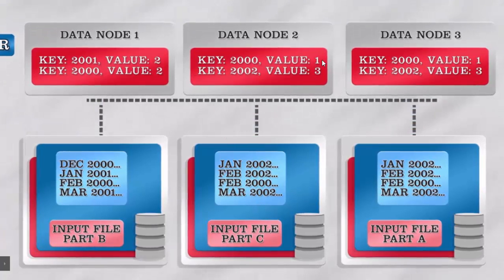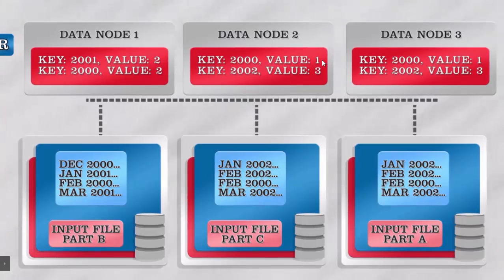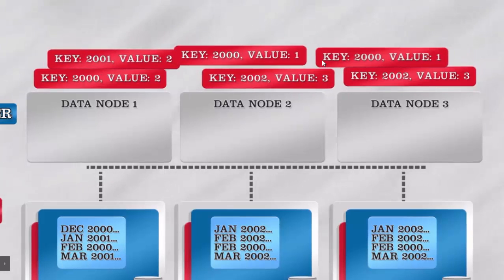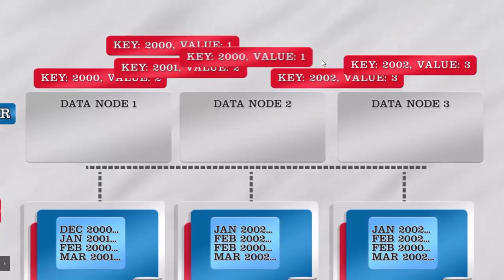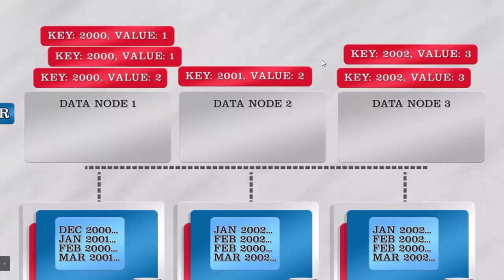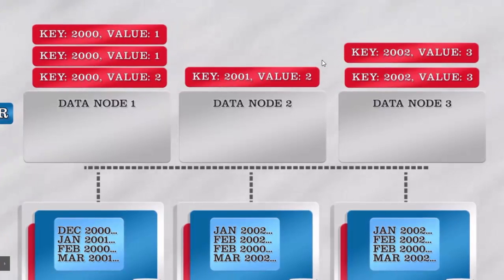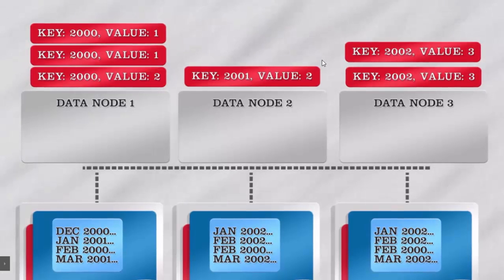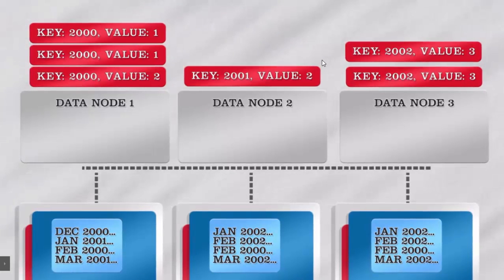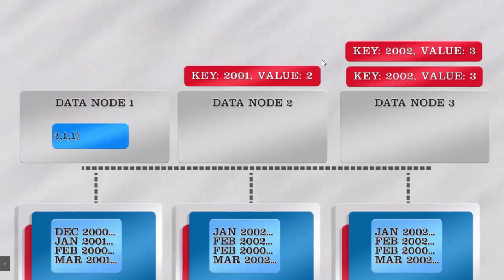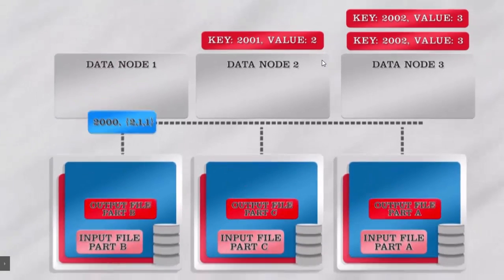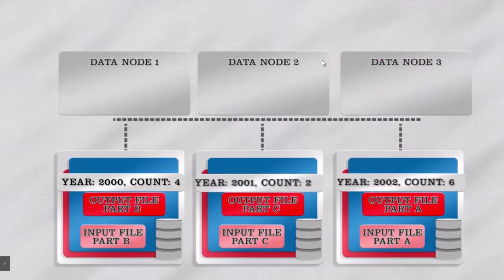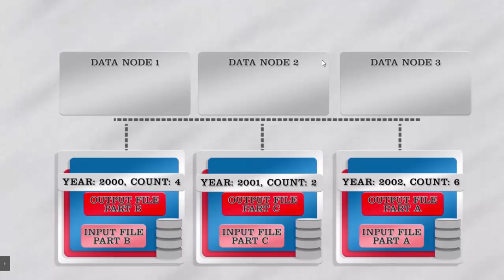After that's done, we have what's called the shuffle phase. Hadoop automatically sends all of the 2000 data to one processor, the 2001 data to another processor, the 2002 data to another processor. After that shuffle phase is complete, we can do what's called a reduce. In the reduce phase, all of the 2000 data is summed up and written to the output file. When everybody is complete with their summations, they report done and the job is done.